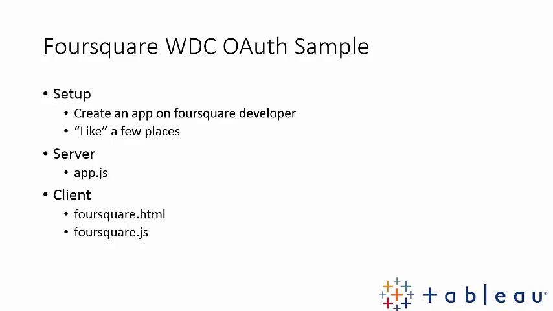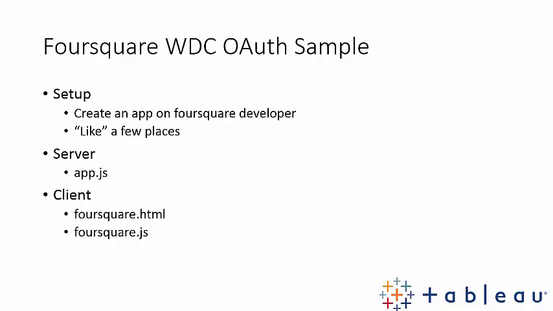To finish this tutorial, we're going to dive into the code a little bit and see what's going on. First, we're going to talk about the setup. You're going to need to go to Foursquare.com and create a Foursquare app. This will get you the client ID and client secret that you'll need to do OAuth. You'll also need to like a few places so that when we actually make the API call to get venues you like, you'll have a little bit of data returned.